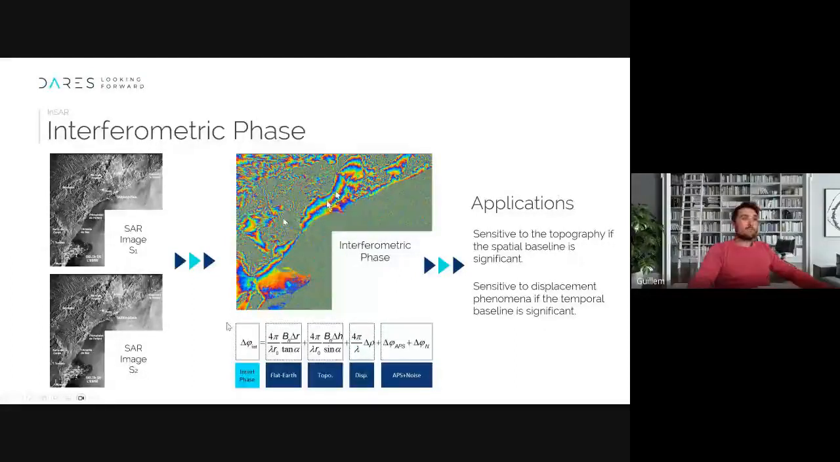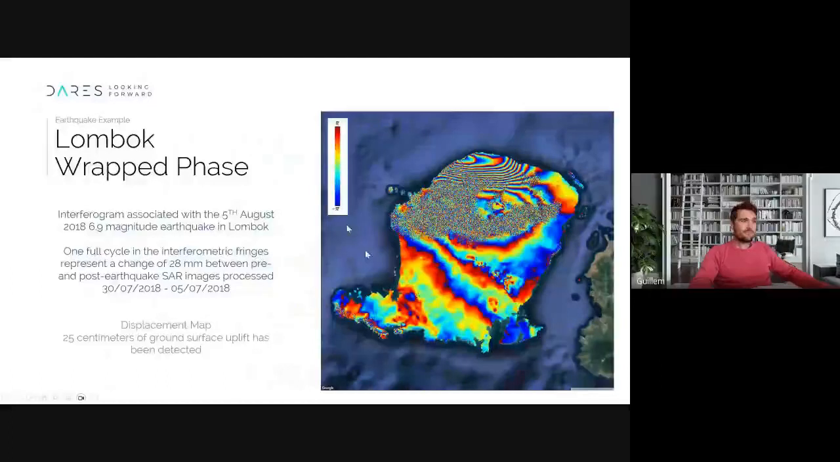Okay, but here these fringes are not only related with displacement, but they also have artifacts due to the atmosphere. And here there is also topography, and there's the curvature of the Earth. And I need to filter all these things. For example, here there's an example. This is in Lombok, in Indonesia. Here there was an earthquake.